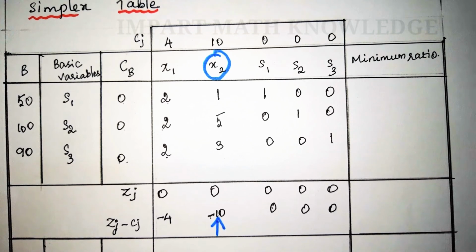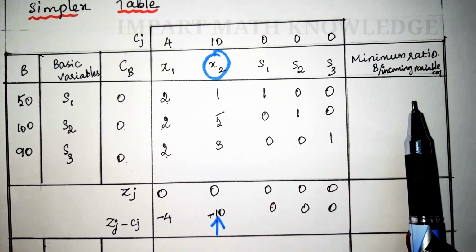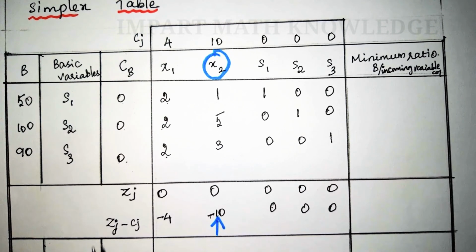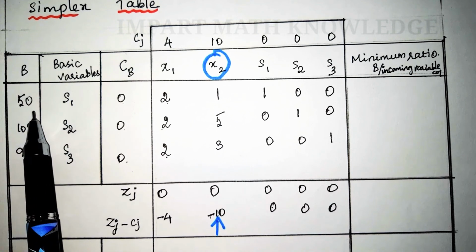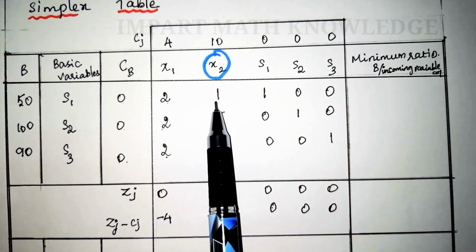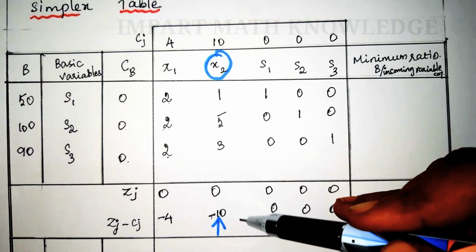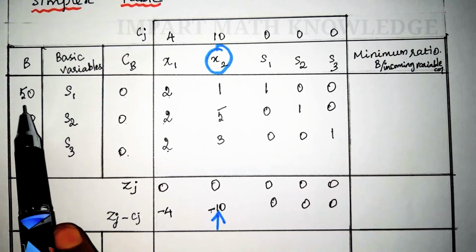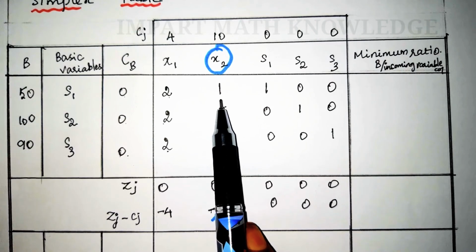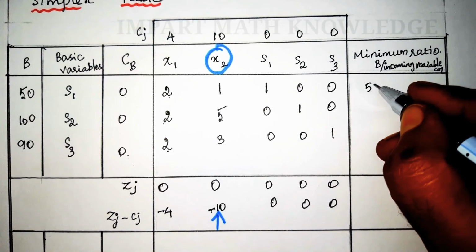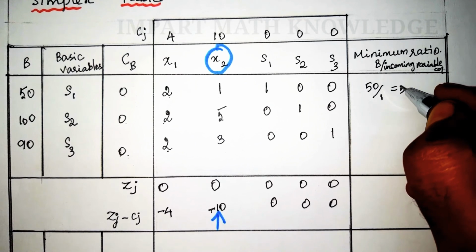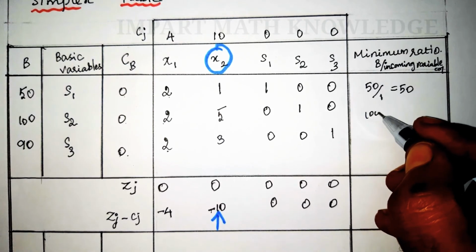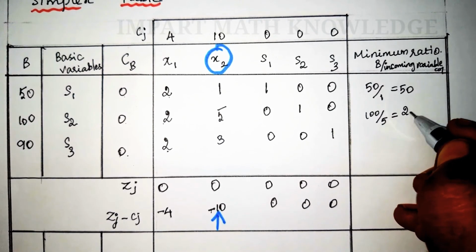Now, we have to find the leaving variable. For finding the outgoing variable, we have to find the minimum ratio. For finding the minimum ratio, you have to divide the B value by the incoming variable column. So, this is your incoming variable column, that is the entering variable column. So, you divide this value by the incoming variable column: 50 divided by 1, that is 50. The second value is 100 divided by 5, so you will get 20.